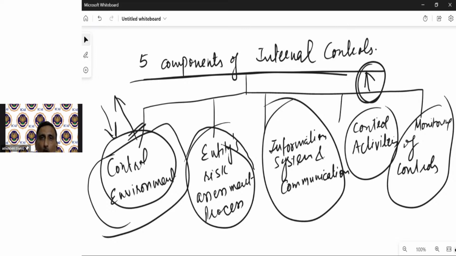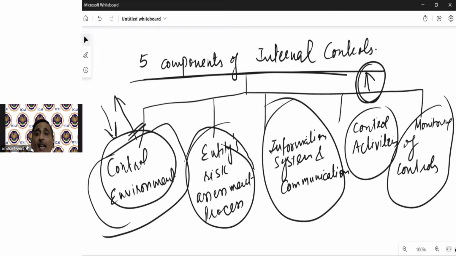Control activities are one component of overall internal control, like different employees' performance reviews, whether the budgeted targets were achieved or not, and these kinds of things. Another related thing is segregation of duties, like different functions are performed by different persons.